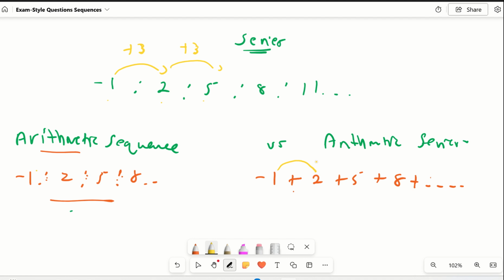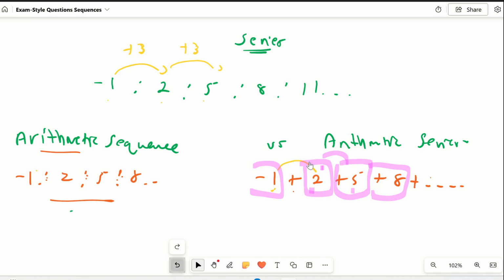You're still adding 3. For you to move from minus 1 to positive 2, you added 3. For you to move from positive 2 to positive 5, you added 3. For you to move from positive 5 to positive 8, you added 3. So it's still the same. The only difference is that you either have minuses or pluses in between successive terms. That is the difference between those two.